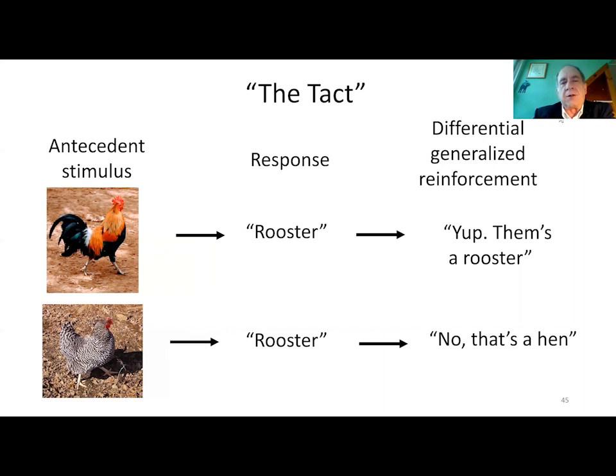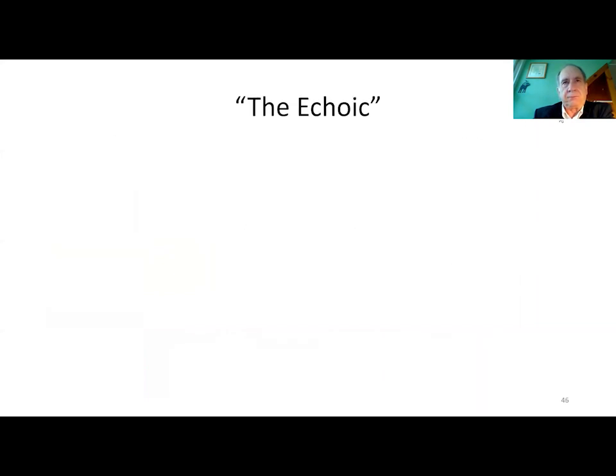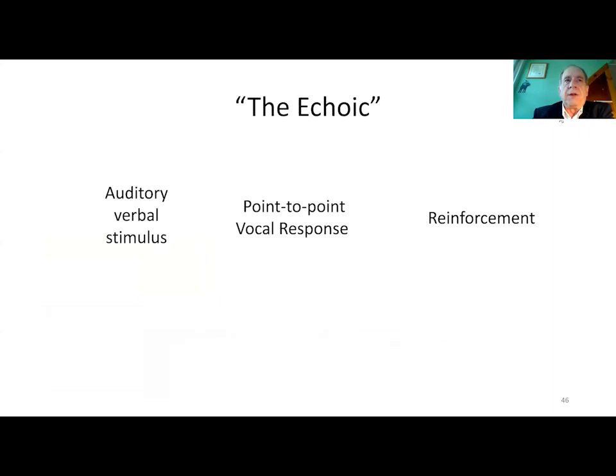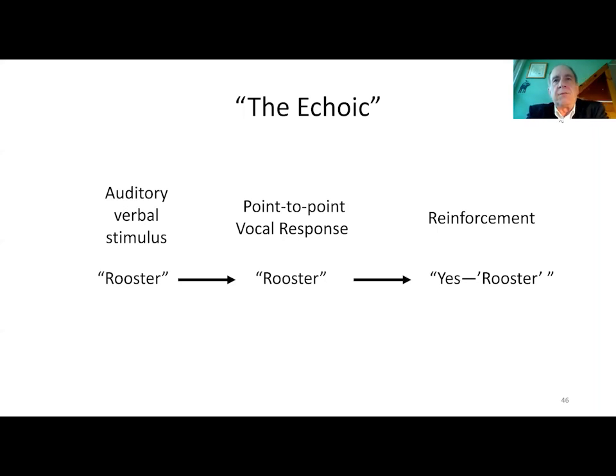follow the lines of fracture of these behavioral processes of reinforcement and discrimination. In the echoic, we have an auditory verbal stimulus, a vocal response that matches point to point the auditory verbal stimulus, and generalized reinforcement for doing so. So in the presence of an audience that says a rooster, the child says a rooster, and we say, yes, that's right. That's the right word.